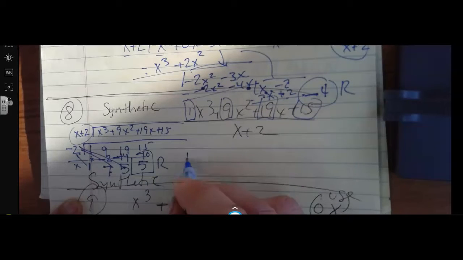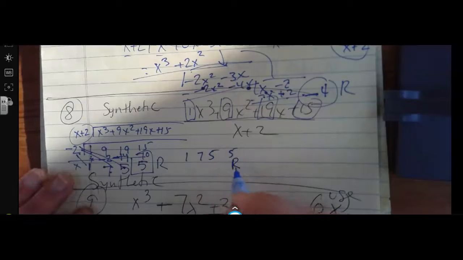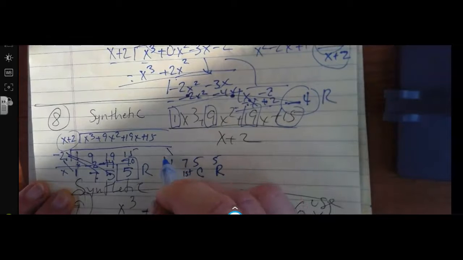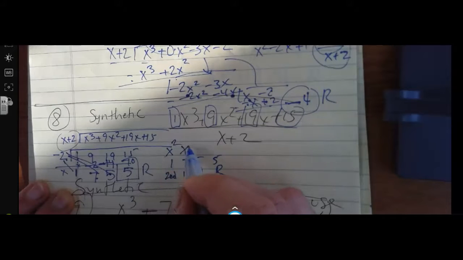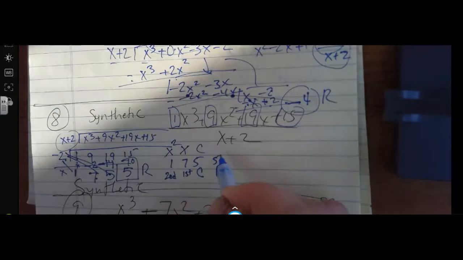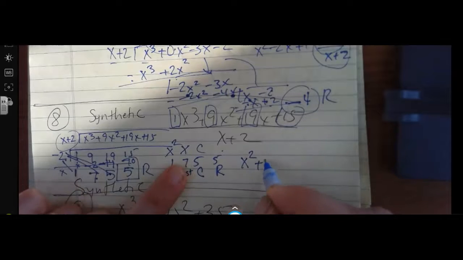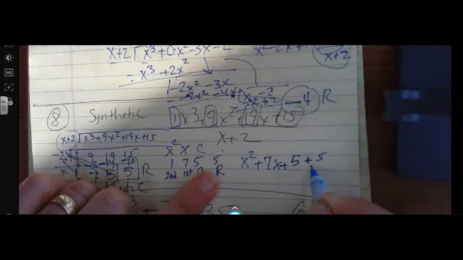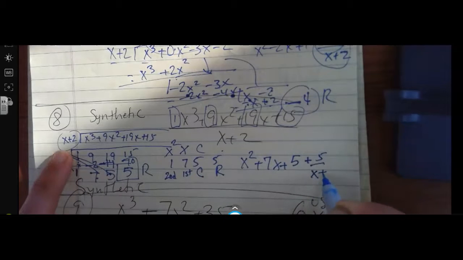So the way we write our answer, we had 1, 7, 5, and then a 5. So this is our remainder, that's our constant, that's our first degree, and that's our second degree. So in other words, it's going to be x squared column, that's our x column, that's our constant column, and that's our remainder. So the way we write this is x squared plus 7x plus 5, with a remainder of 5 divided by our divisor, which is x plus 2.